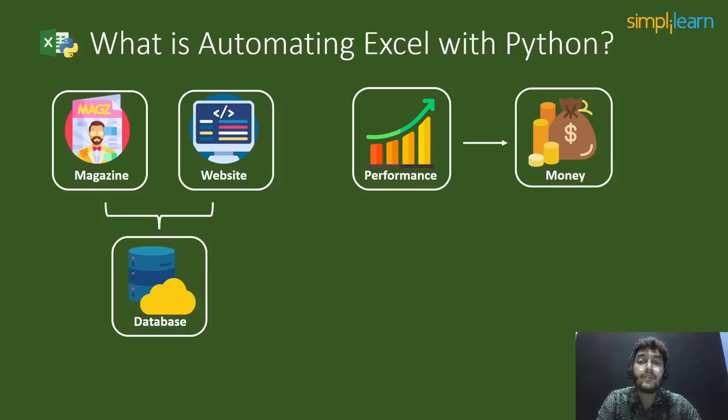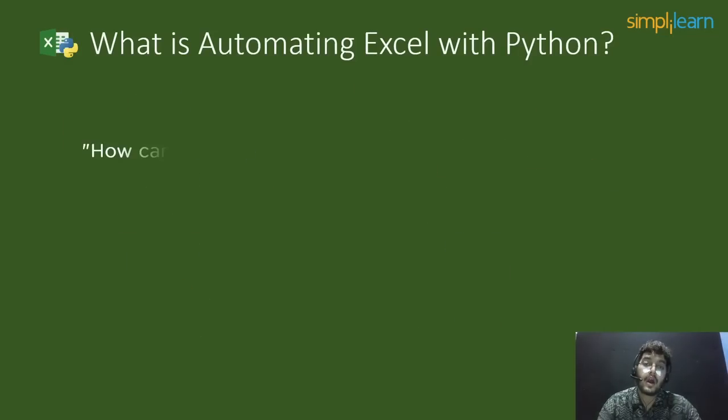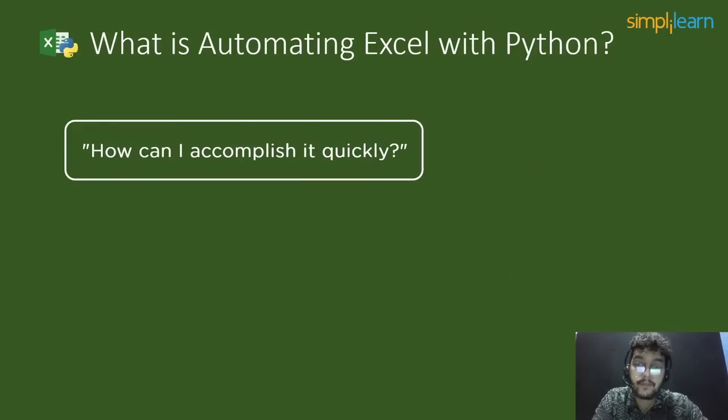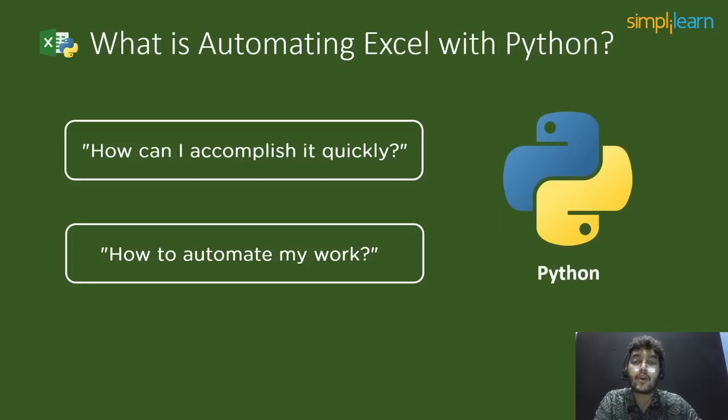However, don't you find doing the same things over and over boring? The question is now, how can I accomplish it quickly? And how to automate my work? Spend an hour in coding and automating these kinds of tasks to make your life simpler rather than performing these kinds of things by hand. By just writing a few lines of Python code, you can automate your laborious activity more simply.